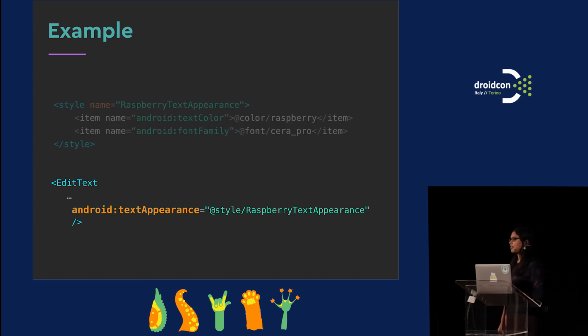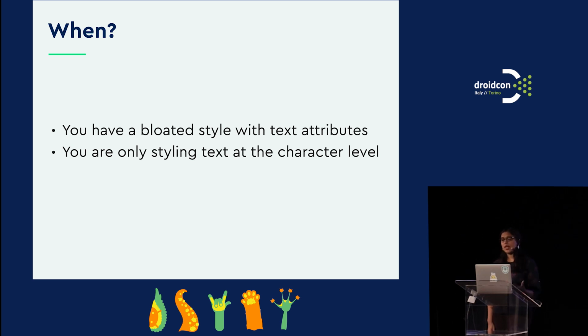And you can apply the text appearance with this Android text appearance attribute, again, on any text view or any view that extends a text view, like an edit text. So when should you use a text appearance? If you have a style that has text-related attributes and non-text-related attributes, it's generally a good idea to extract the character-level attributes into a text appearance, because when you see Android text appearance being set on a text view, you know exactly what it's doing.